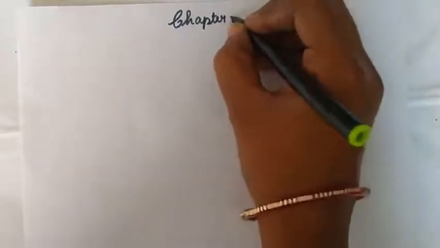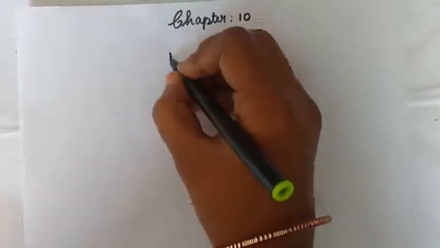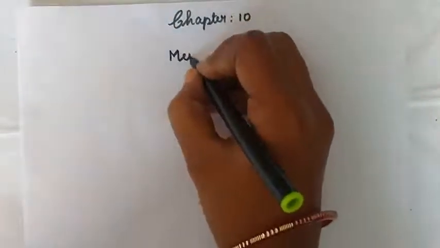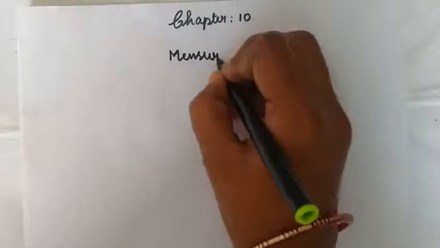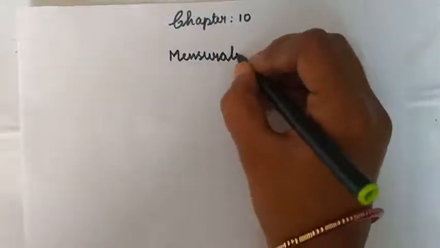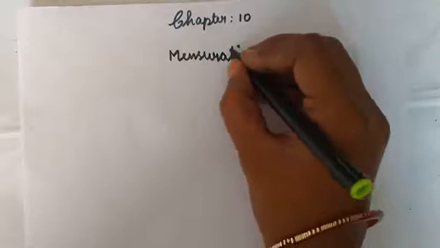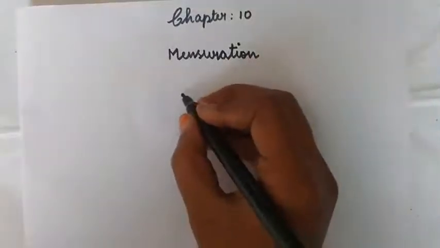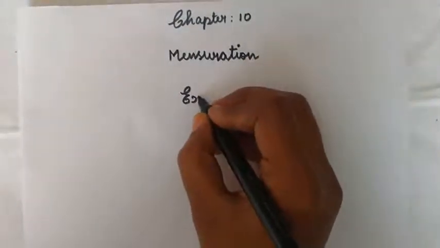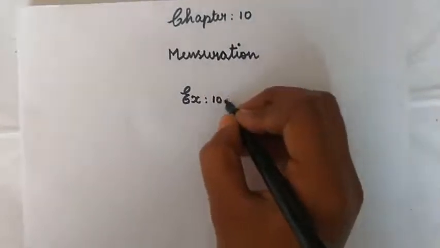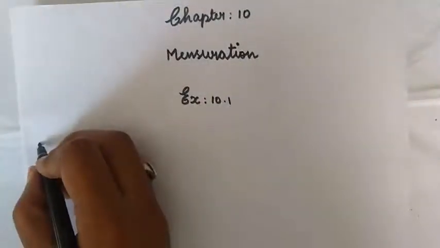Chapter 10, Mensuration. Okay, let's see the exercise sums. Then we take exercise number 10.1. Take down the first sum.